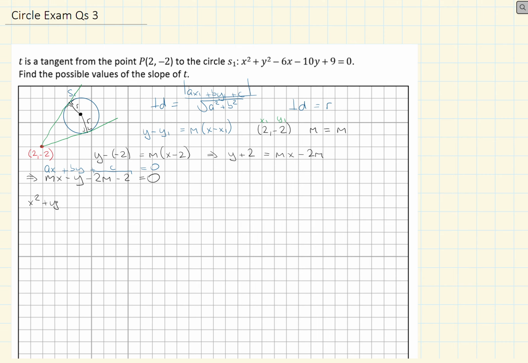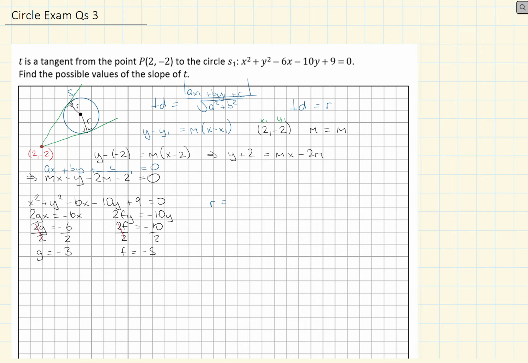Then we need the center of the circle, so we have x squared plus y squared minus 6x minus 10y plus 9 equals 0. 2gx is equal to minus 6x. 2g equals minus 6. Divide both sides by 2. So g is equal to minus 3. We have 2fy equals minus 10y. 2f equals minus 10. And f equals minus 5.